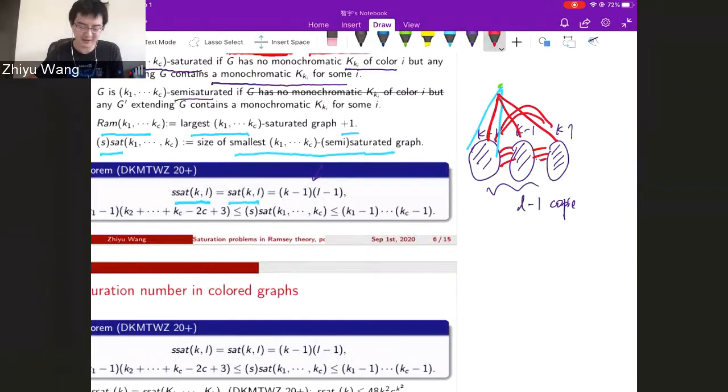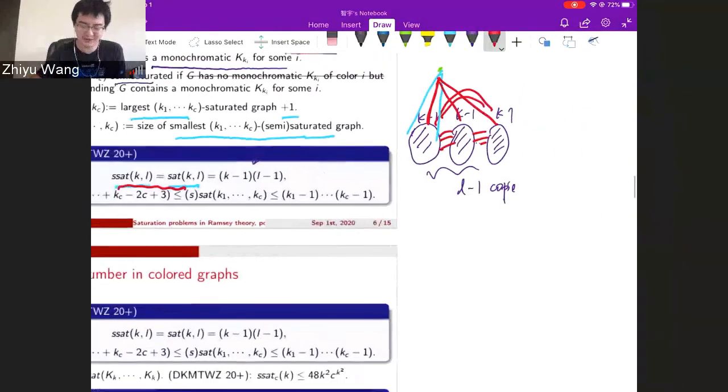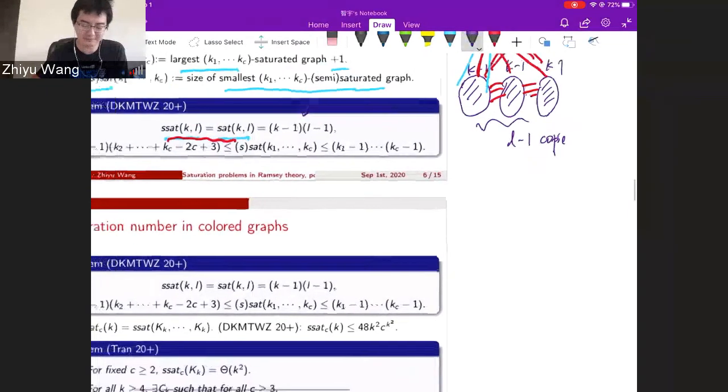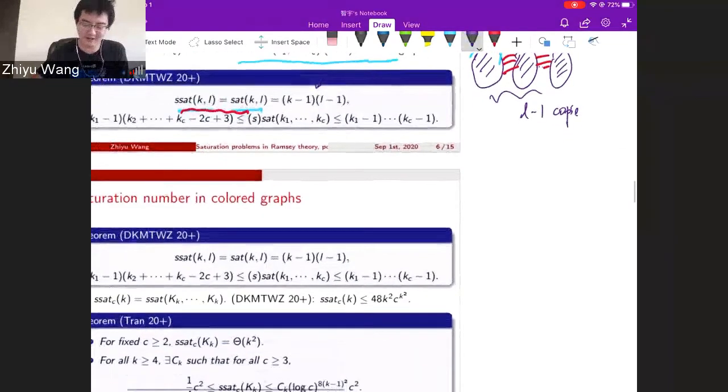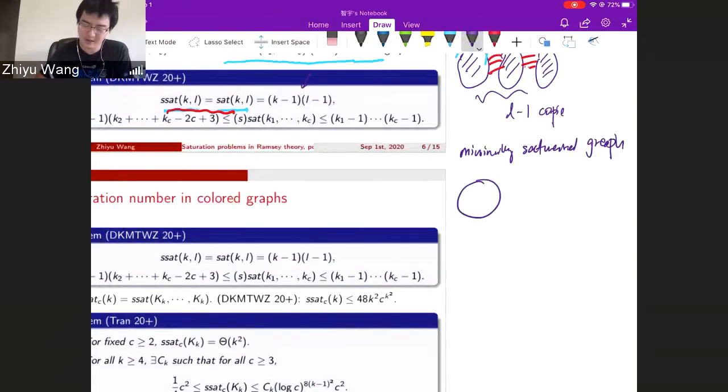The lower bound is not as easy. Usually the proof is like this: suppose we take a minimally saturated K_k, K_l saturated graph, and we add a new vertex. Because it's saturated, I need to have some (k minus 1) blue clique.